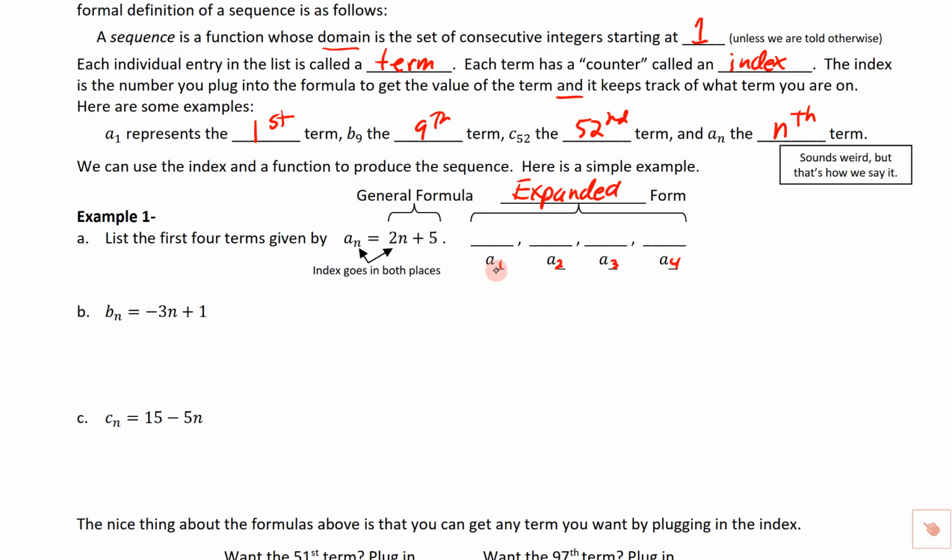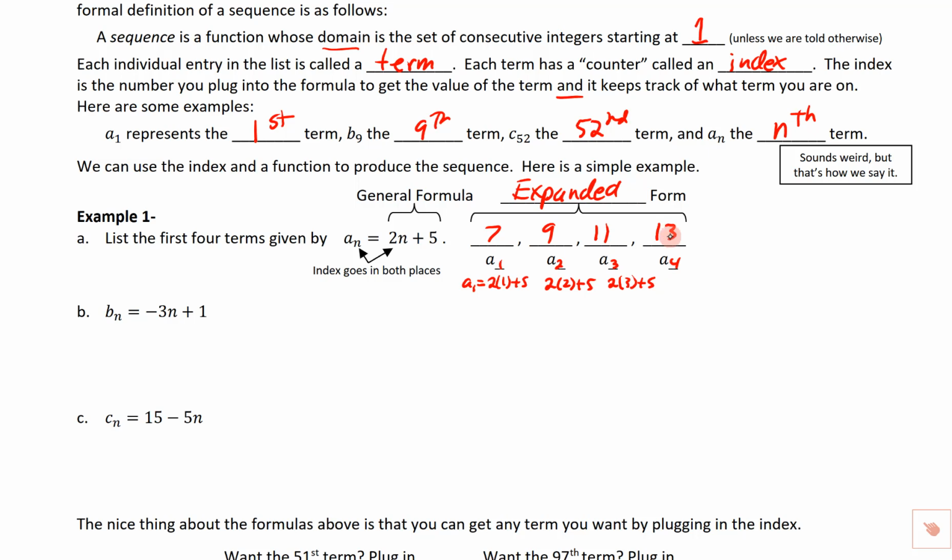So in order to figure out what A1 is, we literally just plug in a 1 right here. So this would be A sub 1 is equal to, so we put a 1 right here and we put a 1 right here. So this would be 2 times 1 plus 5. So this is 2 plus 5, so this is going to be a 7. So then we're going to plug in a 2. So we put a 2 right here and here. So this is going to be 2 times 2 plus 5, that's going to be 4 plus 5, so that's going to be a 9. We're now going to plug a 3 into the formula, so this is going to be 2 times 3 plus 5, so that's 6 plus 5, that's going to be 11. And then you can kind of see what's going on here.